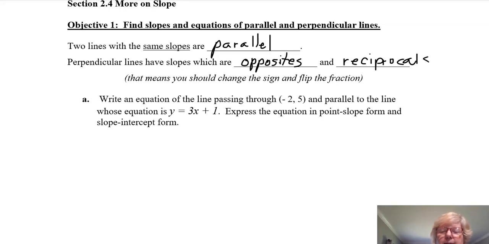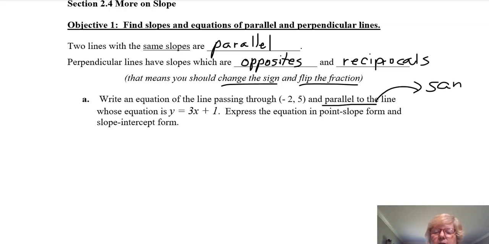Now, in layman's terms, that just means if you start with a given slope, you should change the sign to its opposite, and reciprocal just means to flip the fraction. Now, let's look at an example. This first example will ask us to use a parallel line. So with a parallel line, again, we need to recall that that would be the same slope.